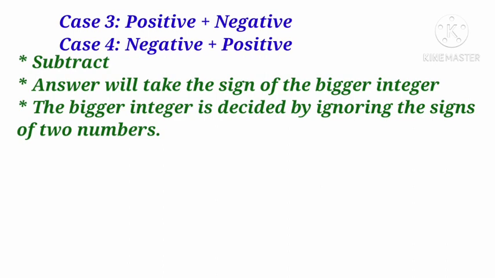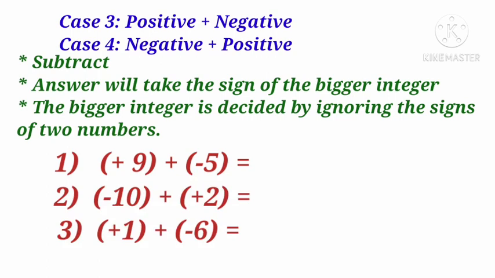Children, you observe the first problem. Children, here, let us solve the first problem. Plus 9 plus minus 5. Here first one is positive and second one is negative. What is 9 minus 5? Yes, it is 4. Children, what is the sign of the answer?